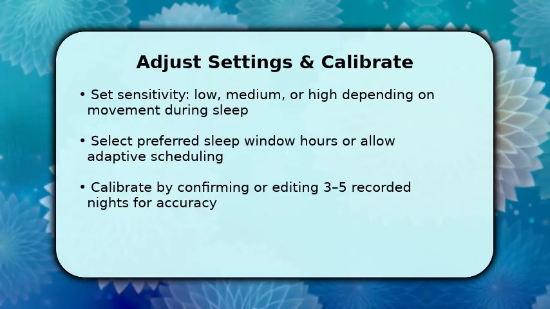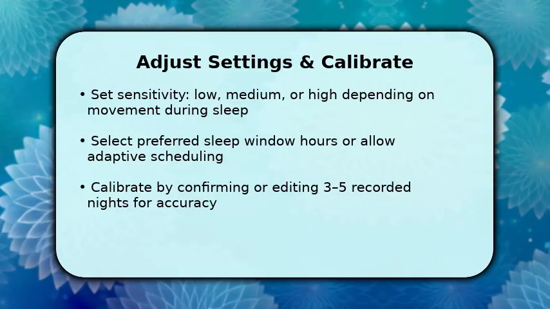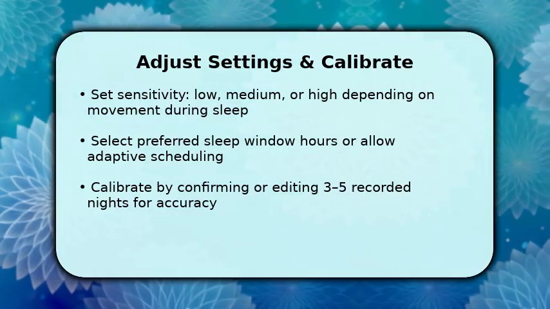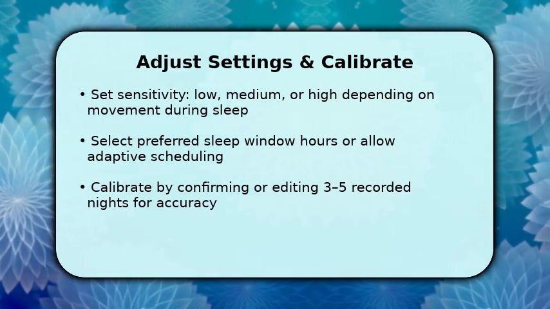Calibrate by reviewing 3 to 5 recorded nights and correcting start/stop times so the algorithm updates. Make sure to save changes. This improves future detection and reduces the need for manual edits.